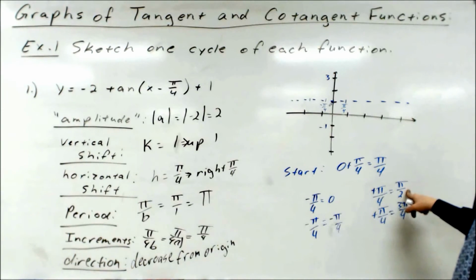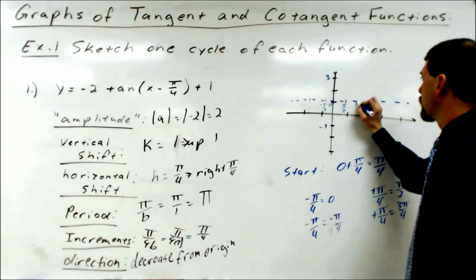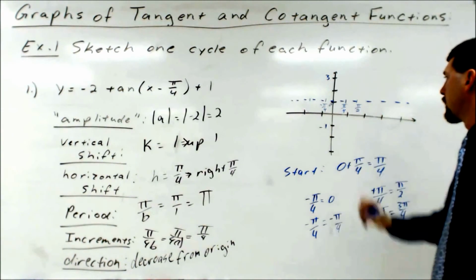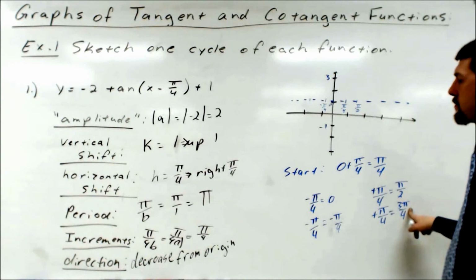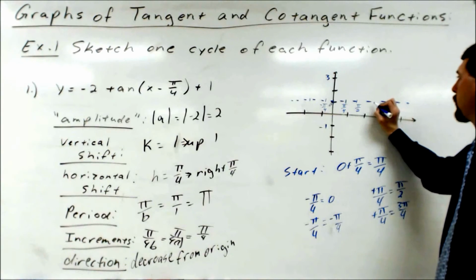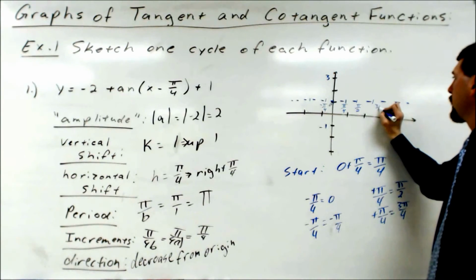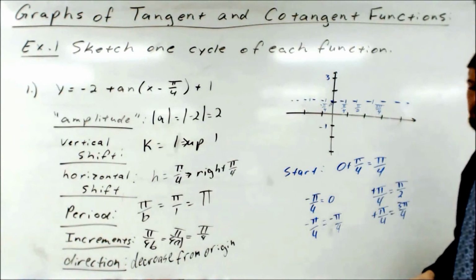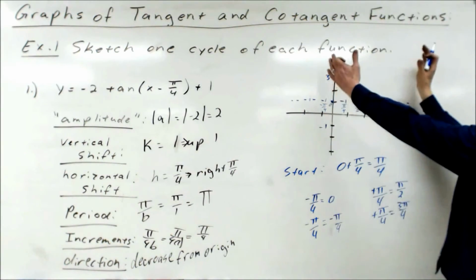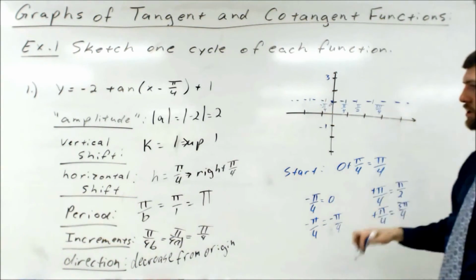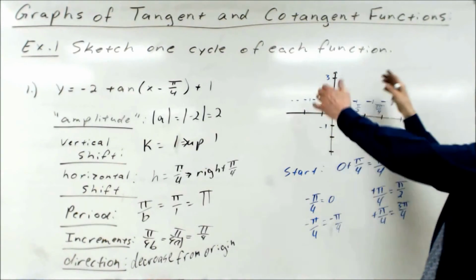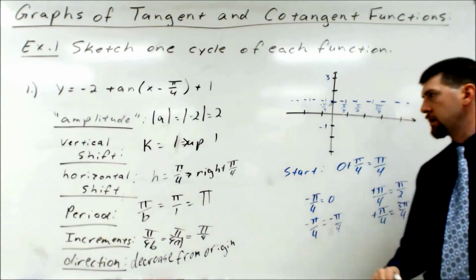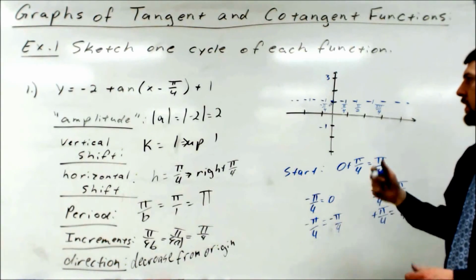Then we need to go to pi over 2. Pi over 2 is about 1.6, so pi over 2 would be right here. We need to go 3 pi over 4. 3 pi over 4 is about 2.4, so 2.4 is about right here. And we just build our graph. Remember, this is the full cycle. Okay, and it checks out with our period. Negative pi over 4 to 3 pi over 4, that's a full pi radians or pi units. So the width is correct.